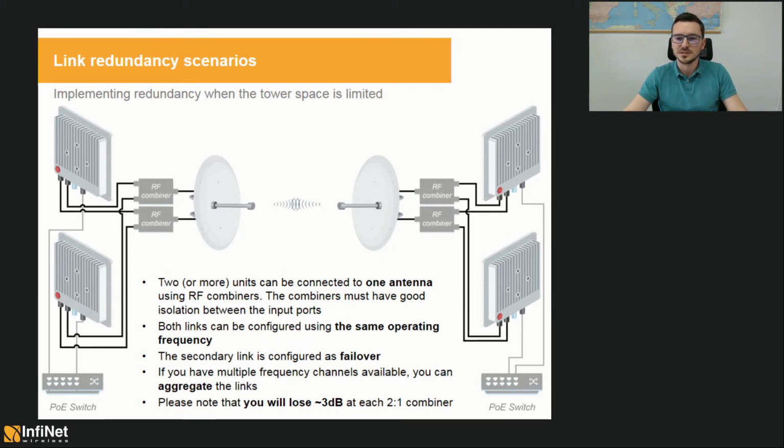The backup master will see the MAC of the main slave via two paths, and it will shut down its radio port. From now on, the backup link will be on standby, like I explained earlier. And obviously, if you have multiple frequency channels, you can aggregate the links for more throughput. But you also must bear in mind that you will lose about 3 dB at each 2x1 combiner, and you should take this into account when you calculate your RF link budget.